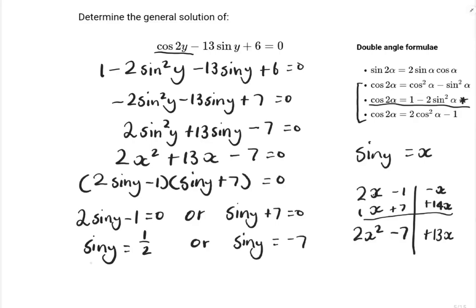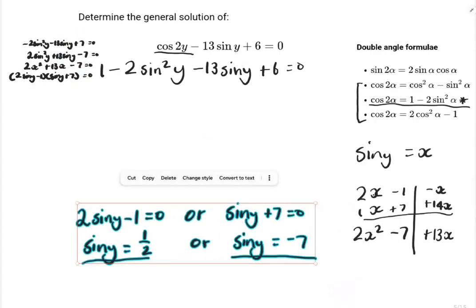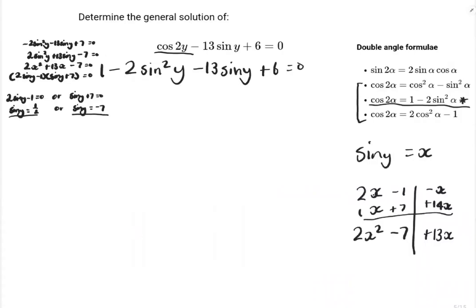So in essence, we have to get the general solution for both of these. Looks like we're running out of space. Let me just shrink everything. So let's start with sine y is equal to half. Sine y is equal to half.